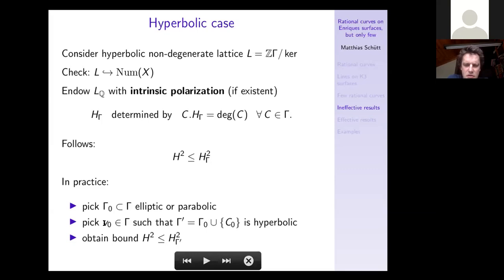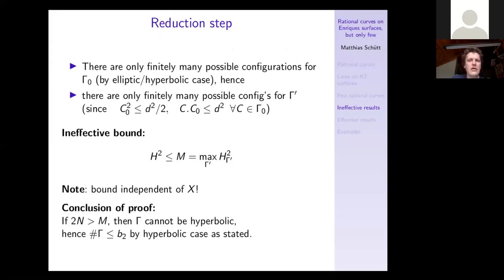Oh, here, there's a V0 written. Of course, C0 is meant. So pick another curve C0 such that when you adjoin it to gamma zero, you get something that's hyperbolic. And then of course we get kind of an easy or cheap upper bound for H square. Okay, now this works for some gamma zero and gamma prime. How does this help us to deal with large polarizations? The idea is that there are only finitely many configurations. First of all, for gamma zero, because that's what we've seen in the elliptic or parabolic case. This is just the orthogonal sum of Dynkin diagrams or extended Dynkin diagrams. And then, of course, in the lattice modding out the kernel, all the isotropic vectors are the same.